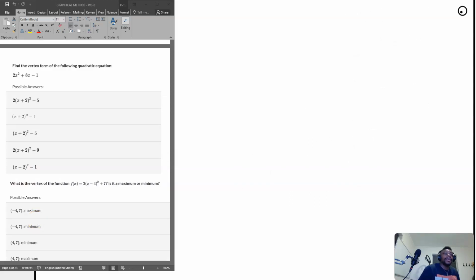Easy. Now this question says, find the vertex form of the following quadratic equation: 2x squared plus 8x minus 1. Now the vertex form is this.